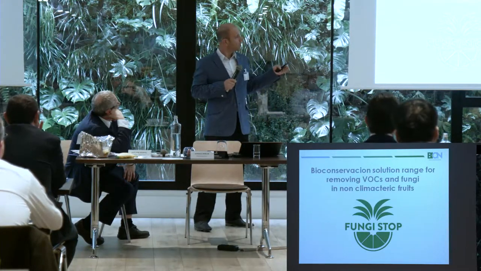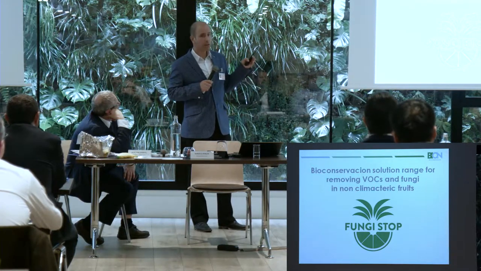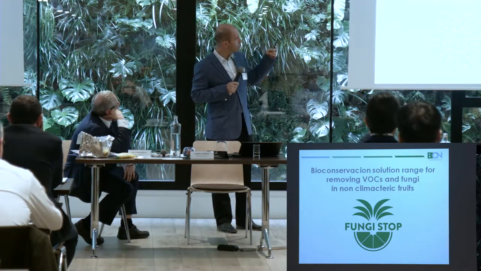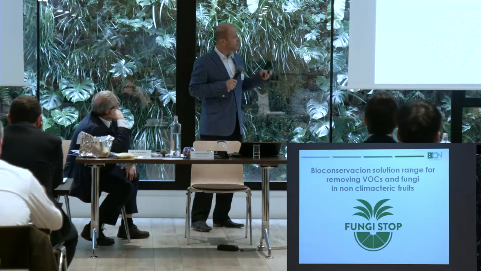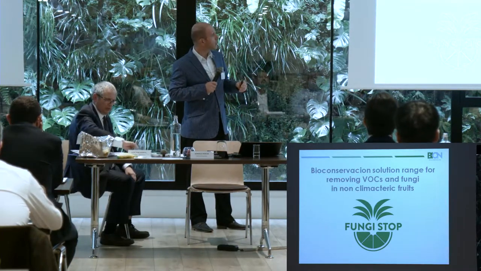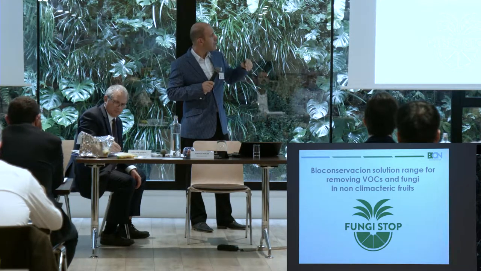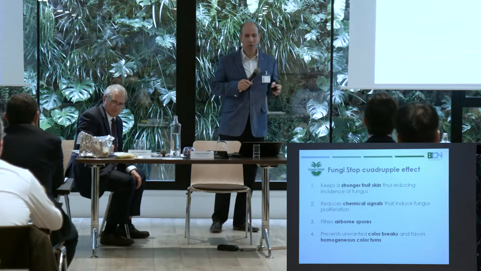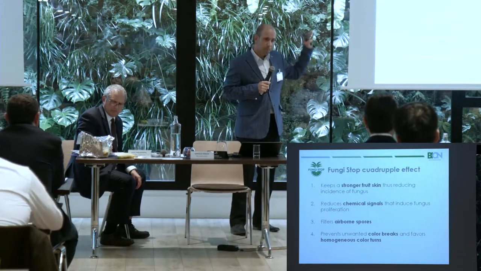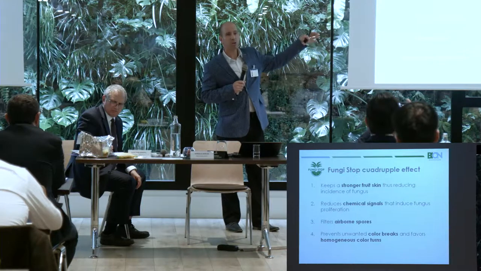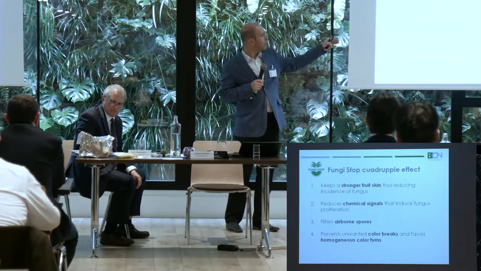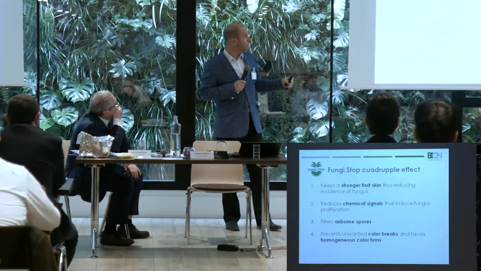Okay, so this is what we have come up with for combating all these issues that we are seeing. So it's Fungi Stop, and basically it is aiming to remove VOCs from the equation, and for that matter, stopping the development of fungi in non-climacteric food. So it has a quadruple effect, pretty much. By dealing with ethylene, we have a stronger fruit skin, again reducing the vulnerability of the fruit. We reduce the chemical signals, as I explained before.